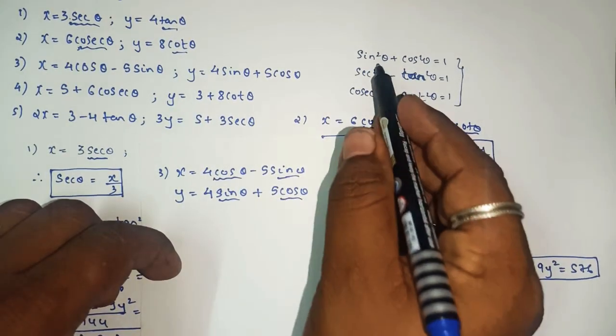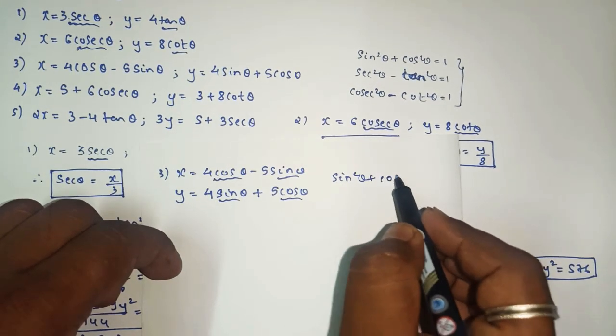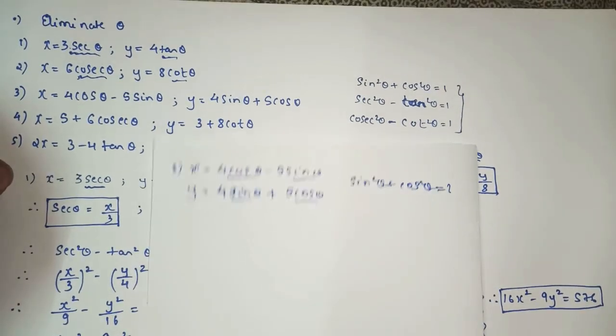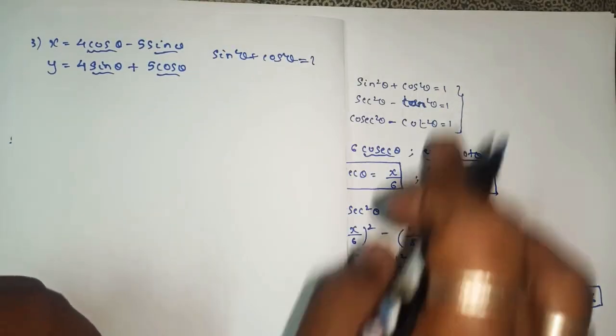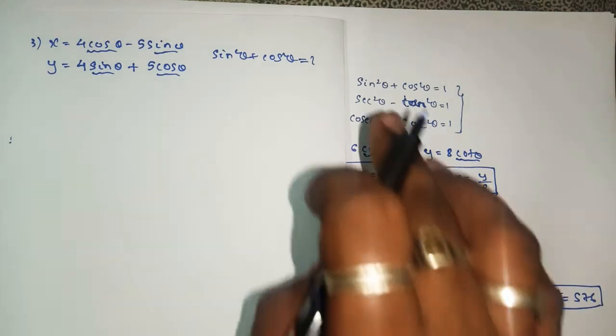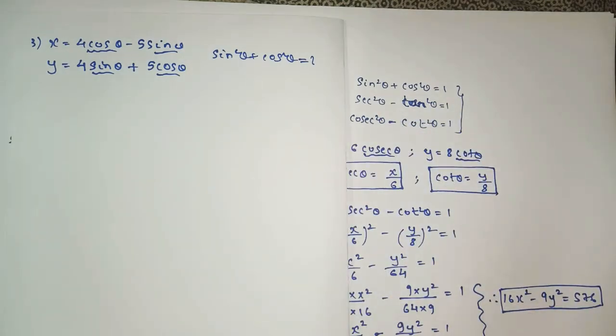Yes, there is one relation, that is sine square theta plus cos square theta equals to 1. As I told, whenever you have to eliminate theta, simply you have to use this identity formula to eliminate theta. Simply you have to find the sine, cos, sec, tan, cosec, cot, substitute the value, you will get the answer. When you substitute the value, in the final answer you will see that nowhere will theta be there.